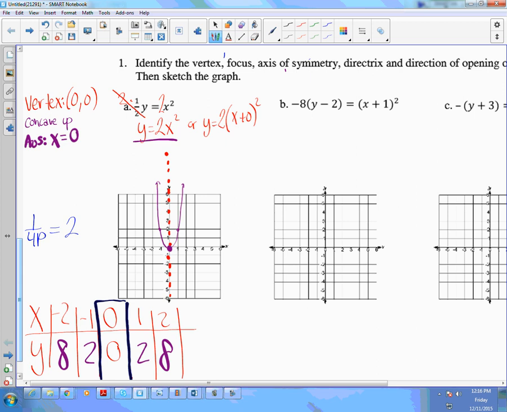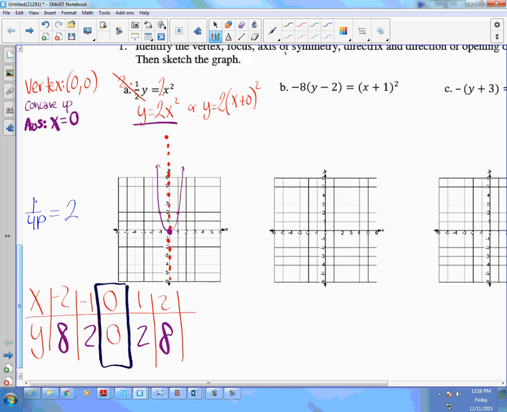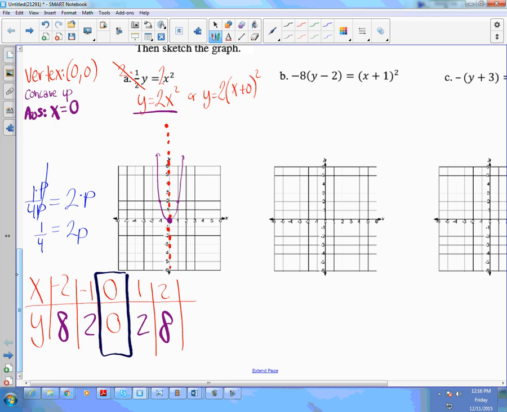Times by what? That would be moving the 4 up. We would move the p up. Times by p. Okay? So on both sides, times by p on the top. That way, p times by p cancels out here, and p is on the right side, and it's on top. So we have 1/4 equals 2p.